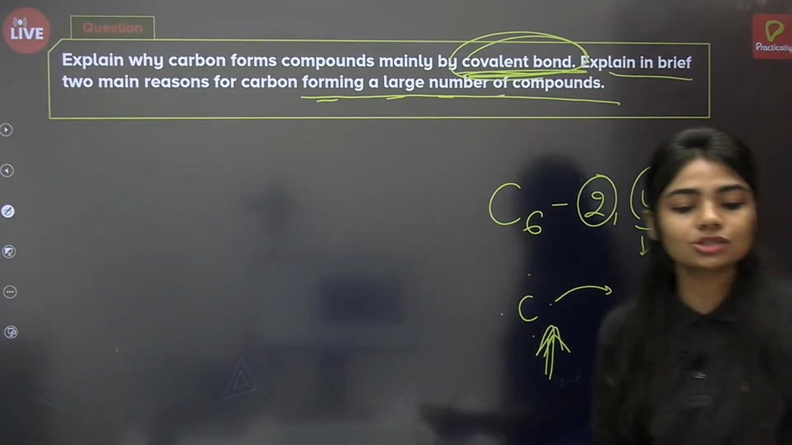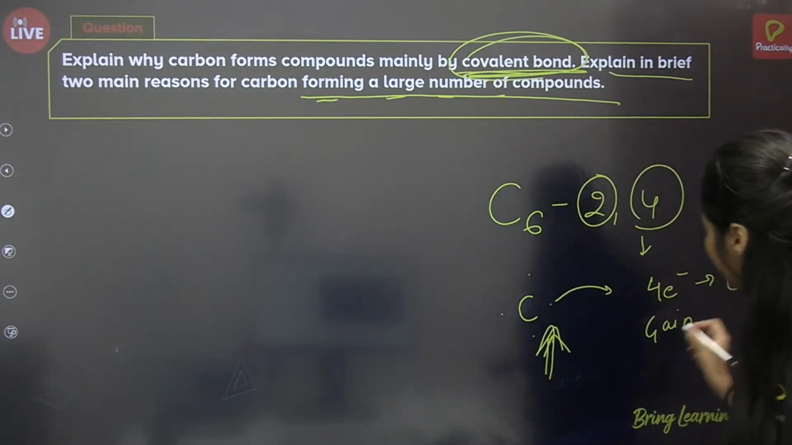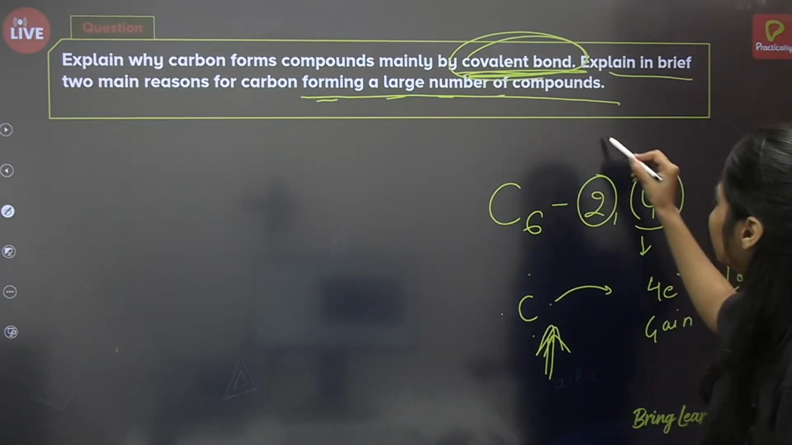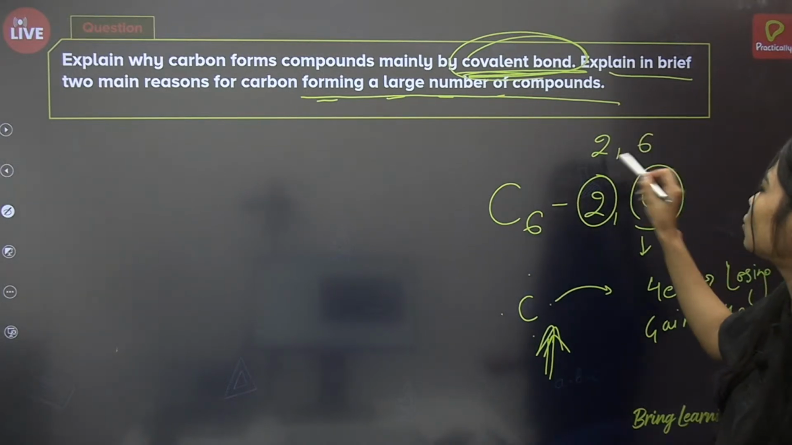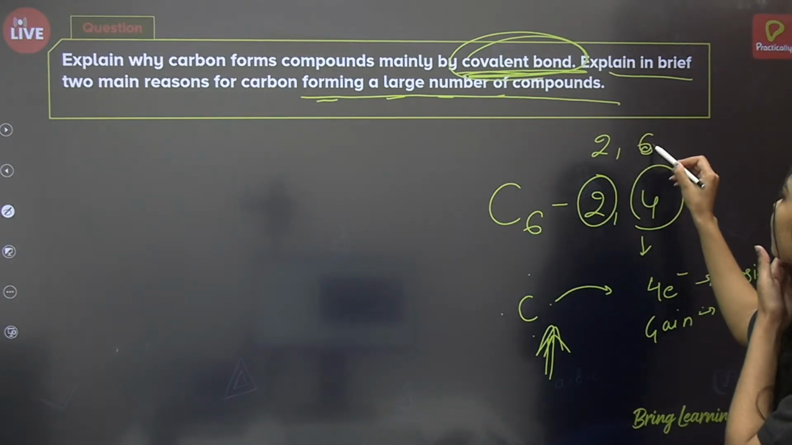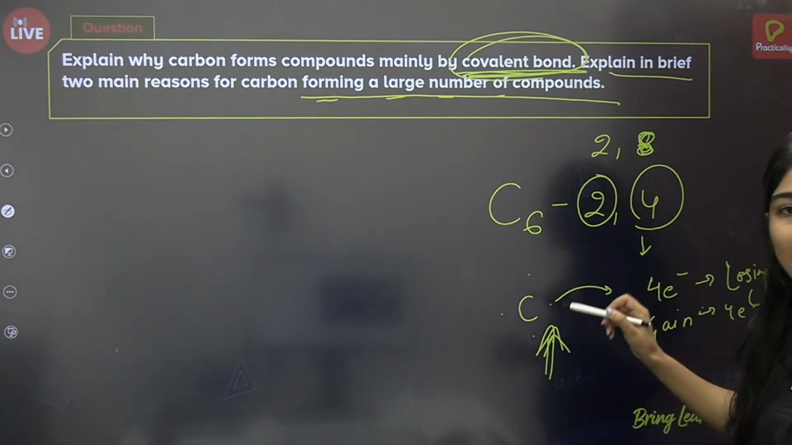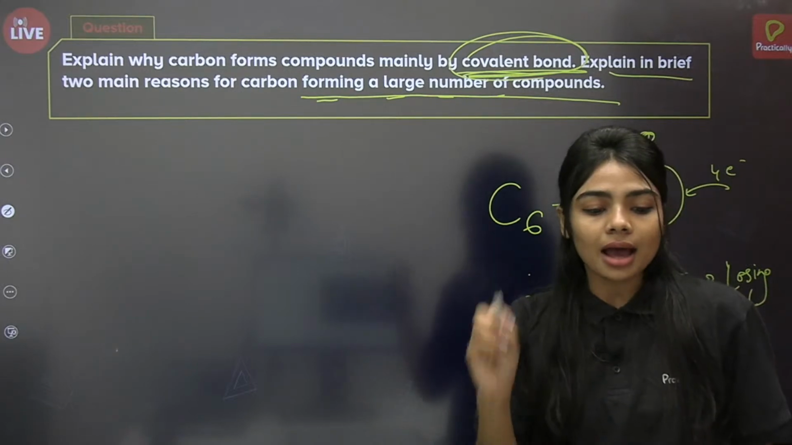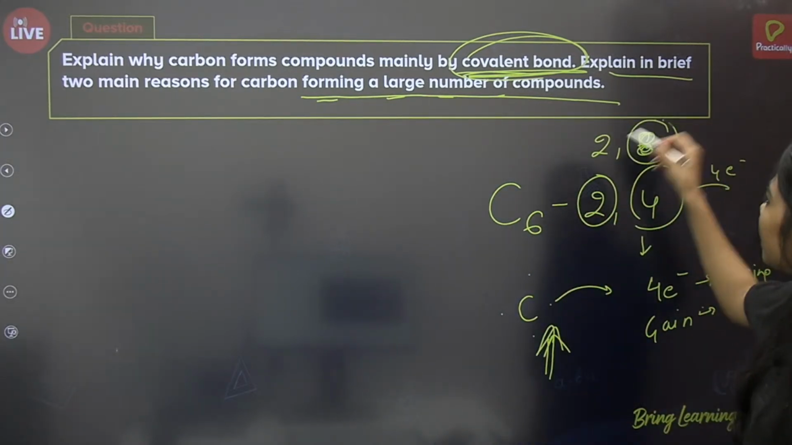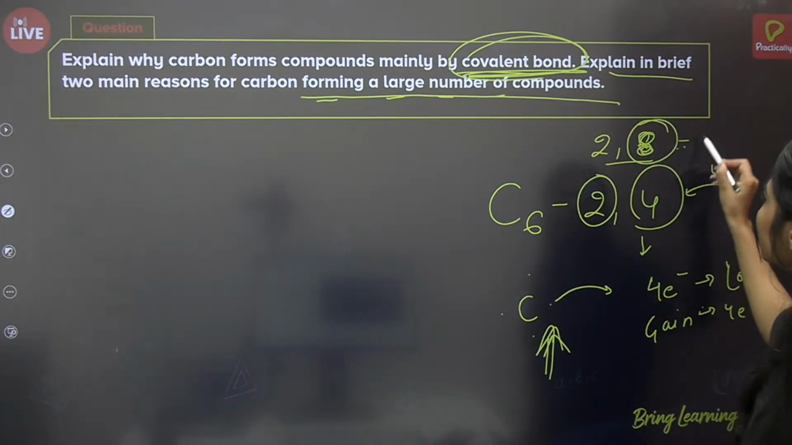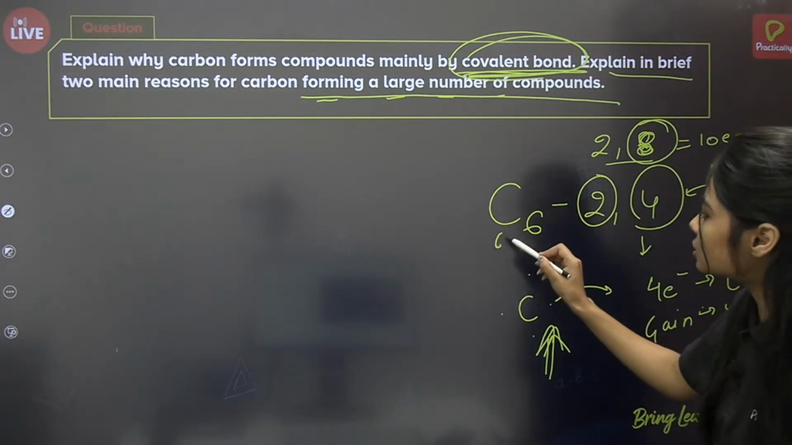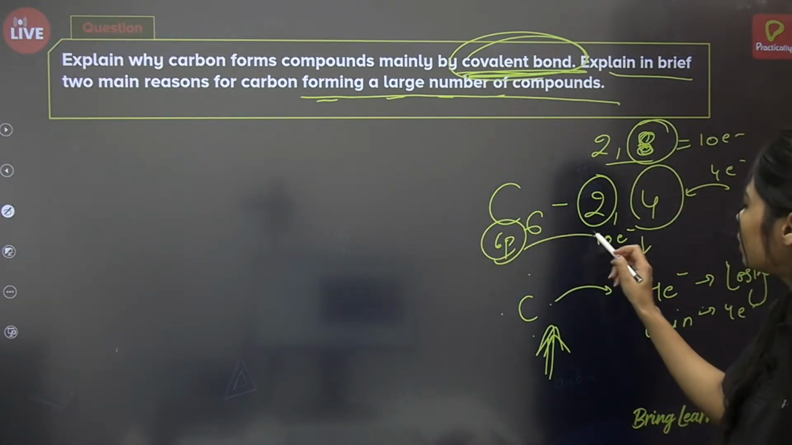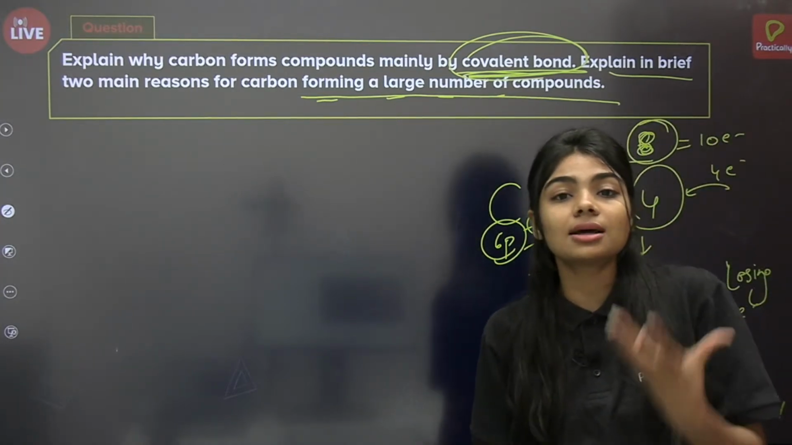What about gaining 4 electrons? If carbon gains 4 electrons, then what will happen? If it gains 4 electrons, then how many electrons will it have? That is 2, 8, not 6. Why? Because it is gaining 4 electrons. So 2, 8. Now, if you can see this, 8 electrons are there, total electrons are 10. Now there are 6 protons and there are 10 electrons. How will these 6 protons hold these 10 electrons? This is the main thing.